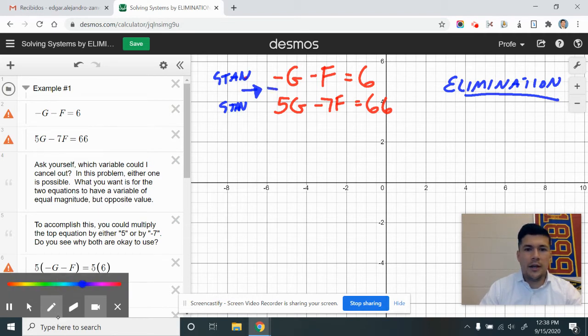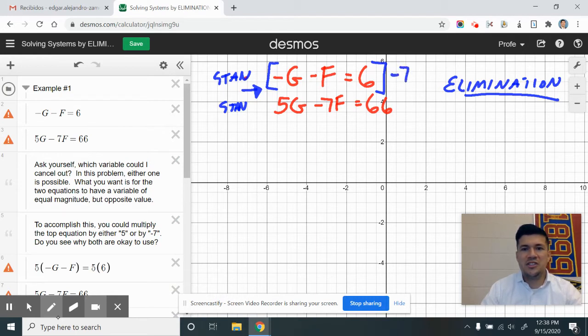So here I go. I am going to multiply this first equation, the entire equation, by, I need to think, what would I multiply negative f by to get positive 7f? So I'm going to multiply this by negative 7. I'm going to multiply everything by negative 7, including the left side and the right side.